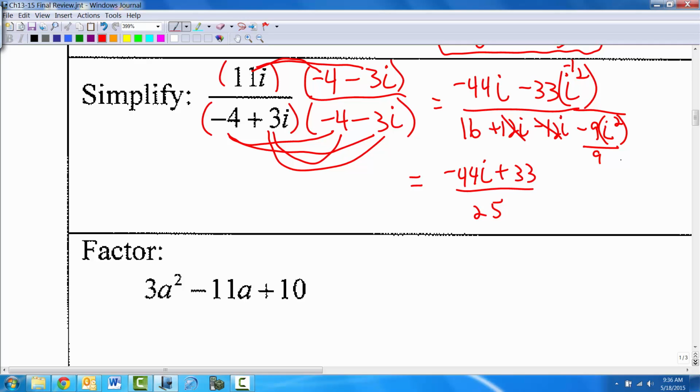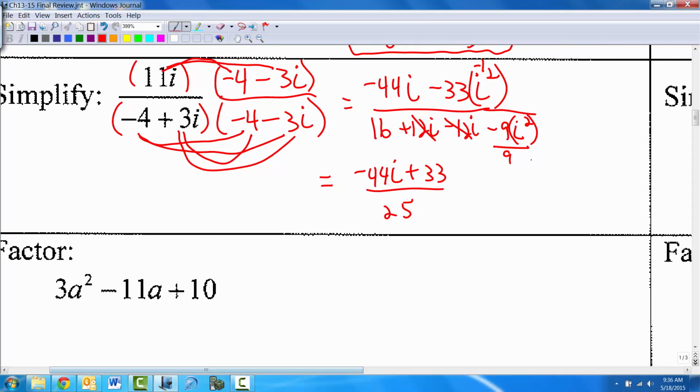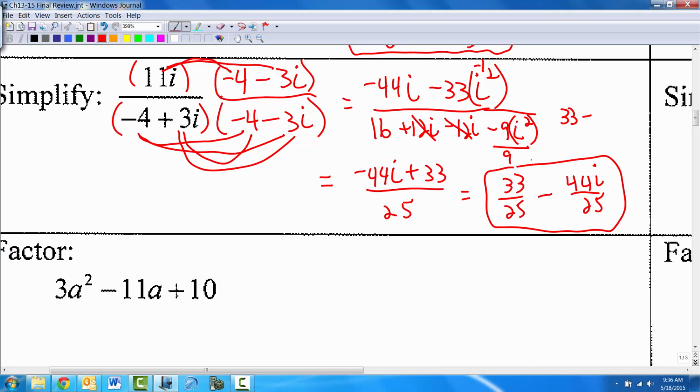Now, you should write this maybe in a plus bi form, so you should write the 33 over 25 first. And these don't reduce. Minus or plus a negative, be able to handle that, over 25. This is how we wrote our answers quite a bit. You could also write it as 33 minus 4i all over 25. I just kind of reversed these two to make it look like a plus bi, at least. All right.